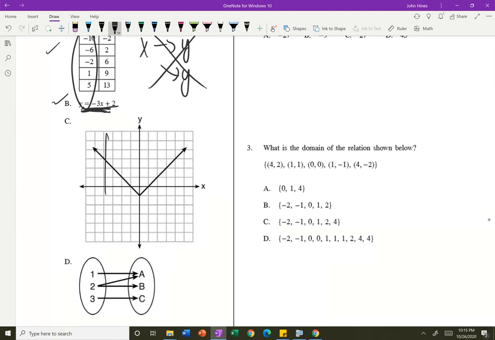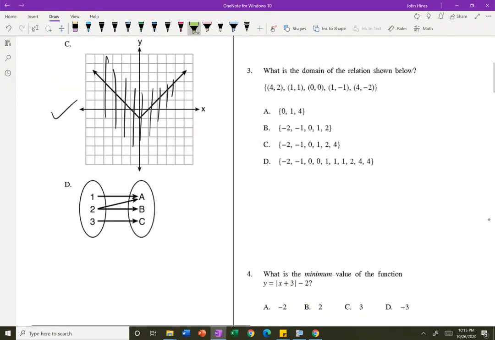C, when I have a graph, I can draw vertical lines and do the vertical line test and see that that is a function. Where we go wrong right here is 2. 2 is getting sent to A and 2 is getting sent to B. That one x value has two different outputs.